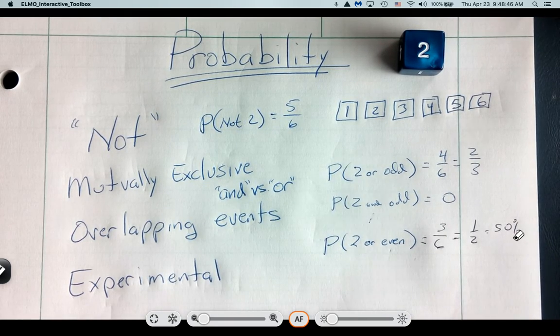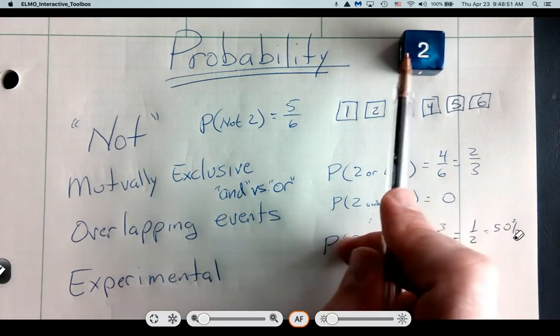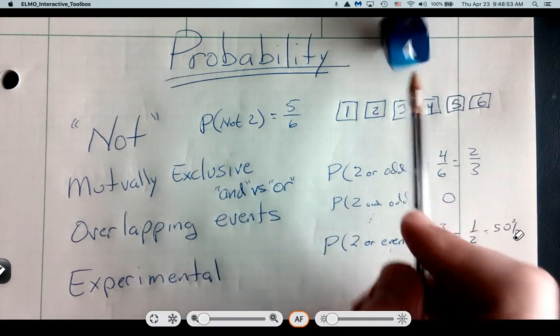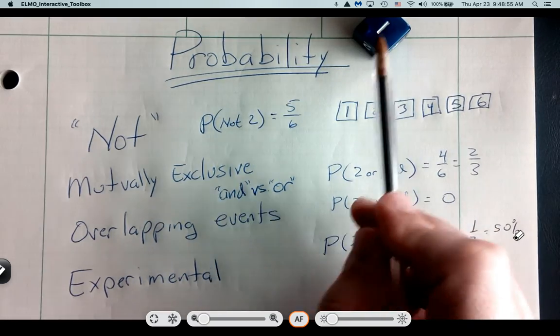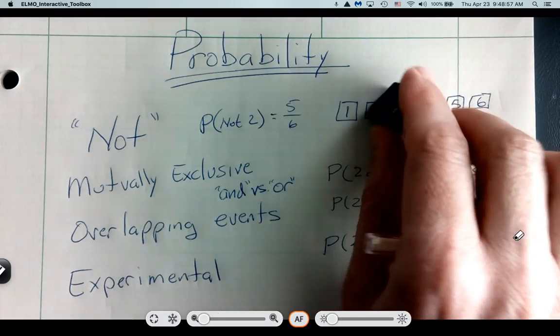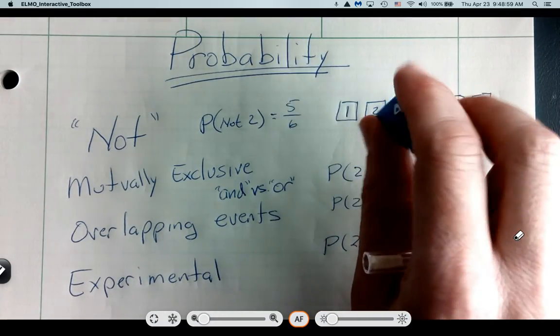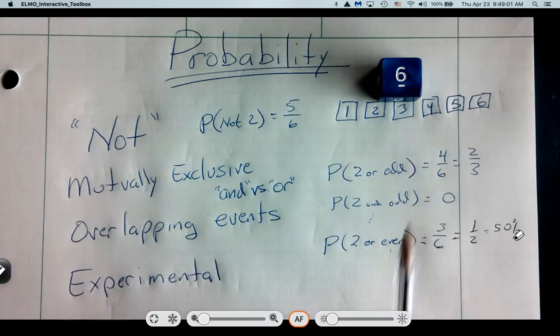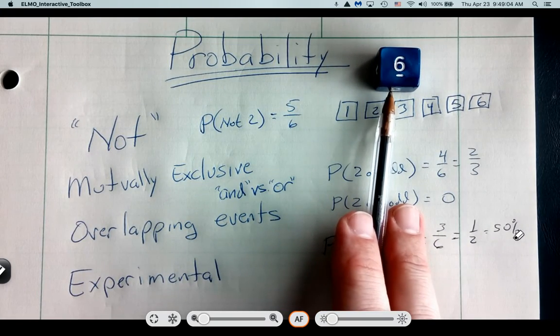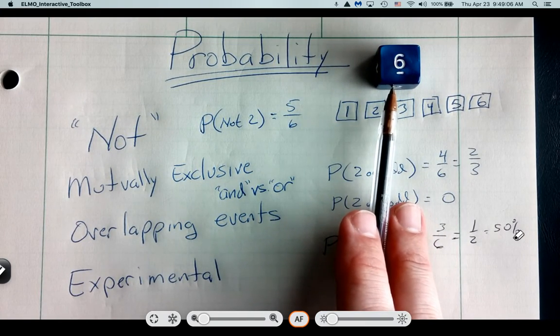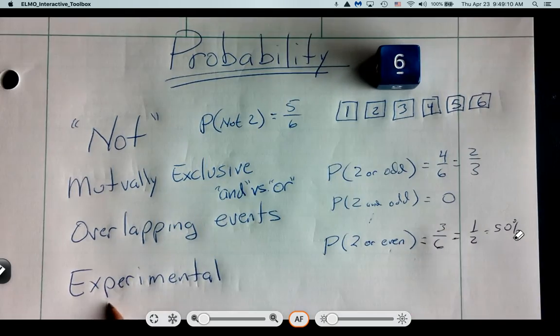The next thing I want to talk about is experimental probability. With dice, we're using what's called theoretical probability. Theoretically, we have the exact same chance of landing on each side of the dice. In real life, a lot of times we don't have a theoretical probability. What we have is called experimental probability.